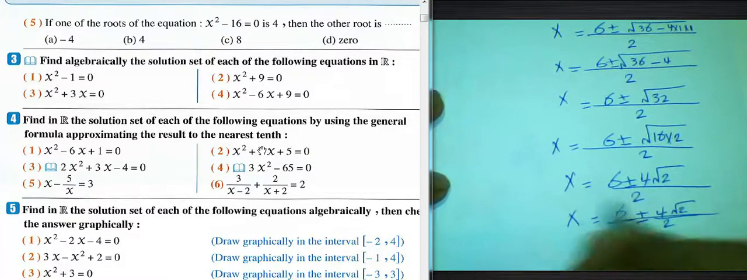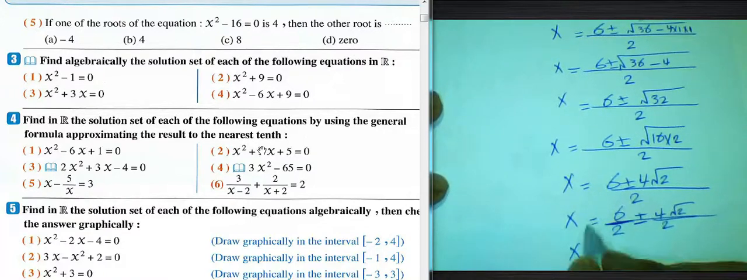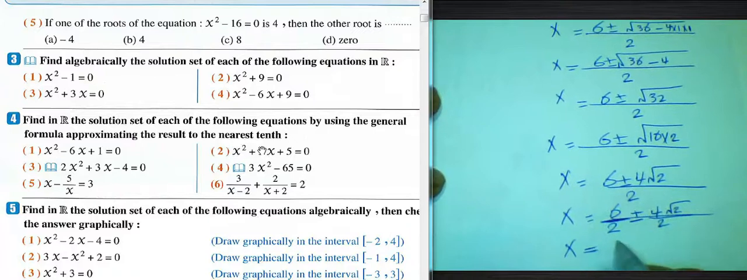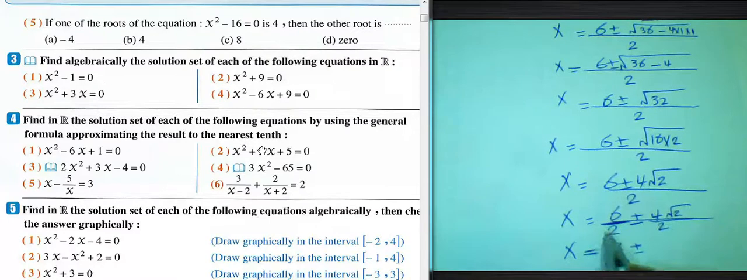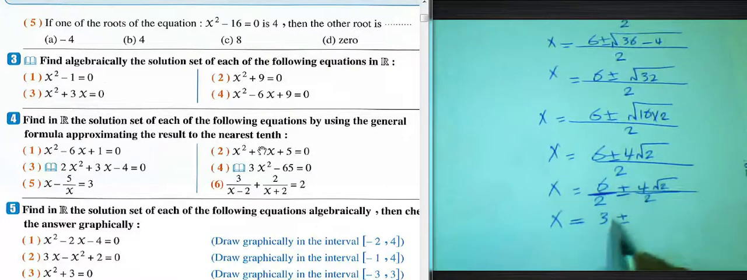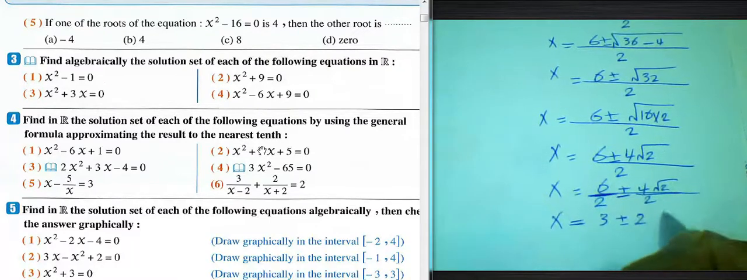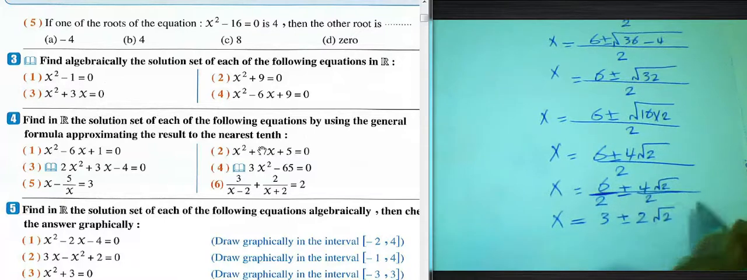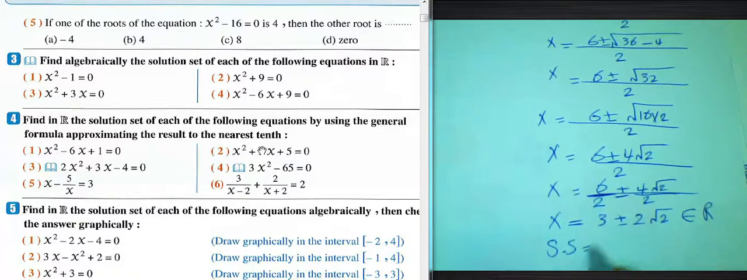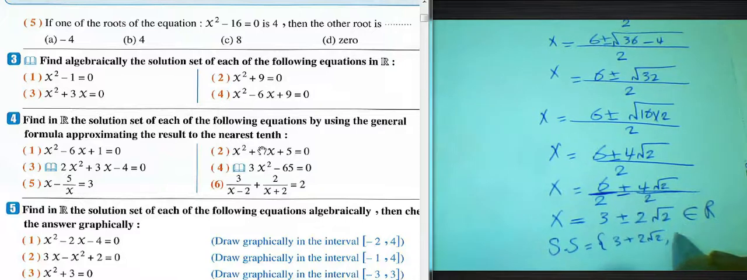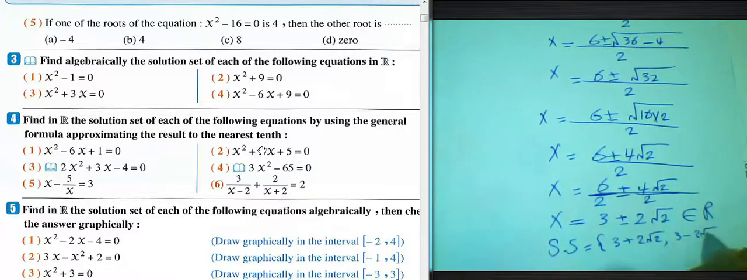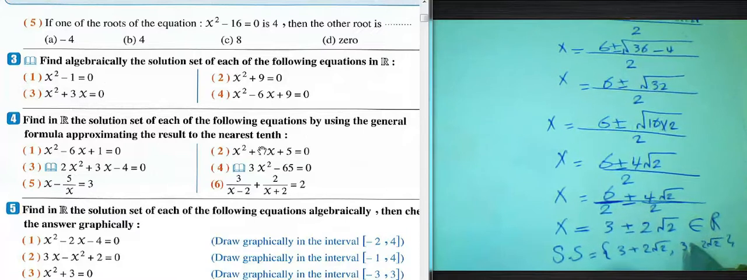Or we can find the result directly: 6 divided by 2 equals 3. Especially when we have even numbers, we can simplify quickly. 4 divided by 2 equals 2, and square root of 2. So in R, the solution set is 3 plus 2 square root of 2 and 3 minus 2 square root of 2. But he wants the result to the nearest tenth.